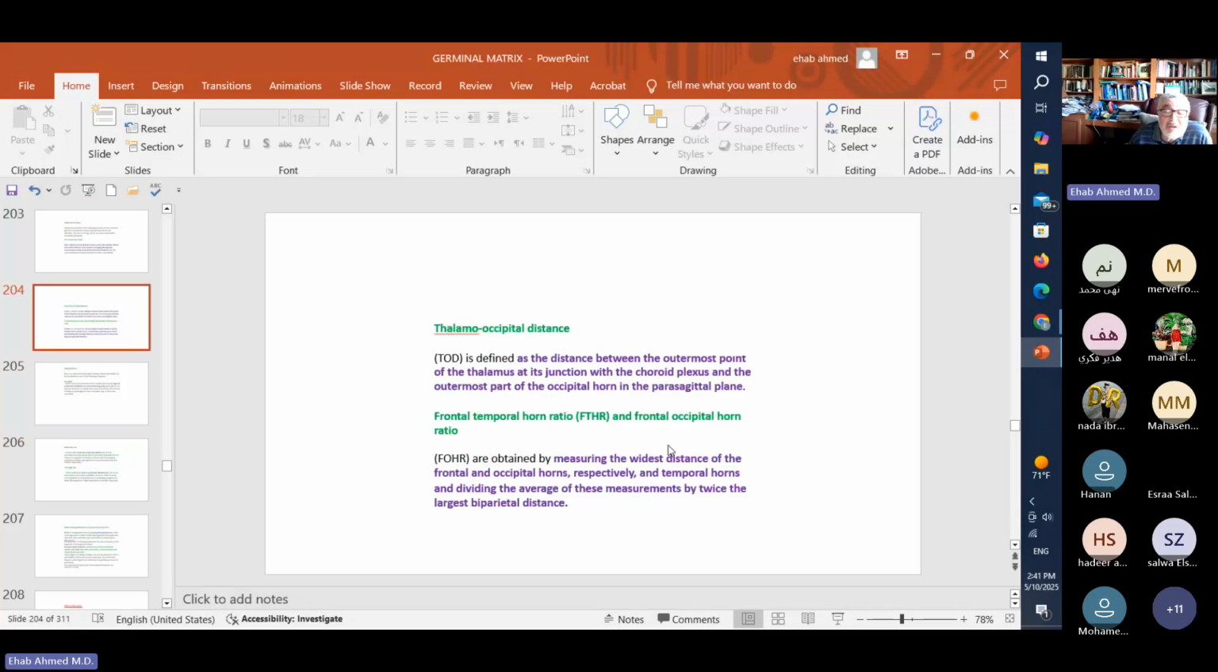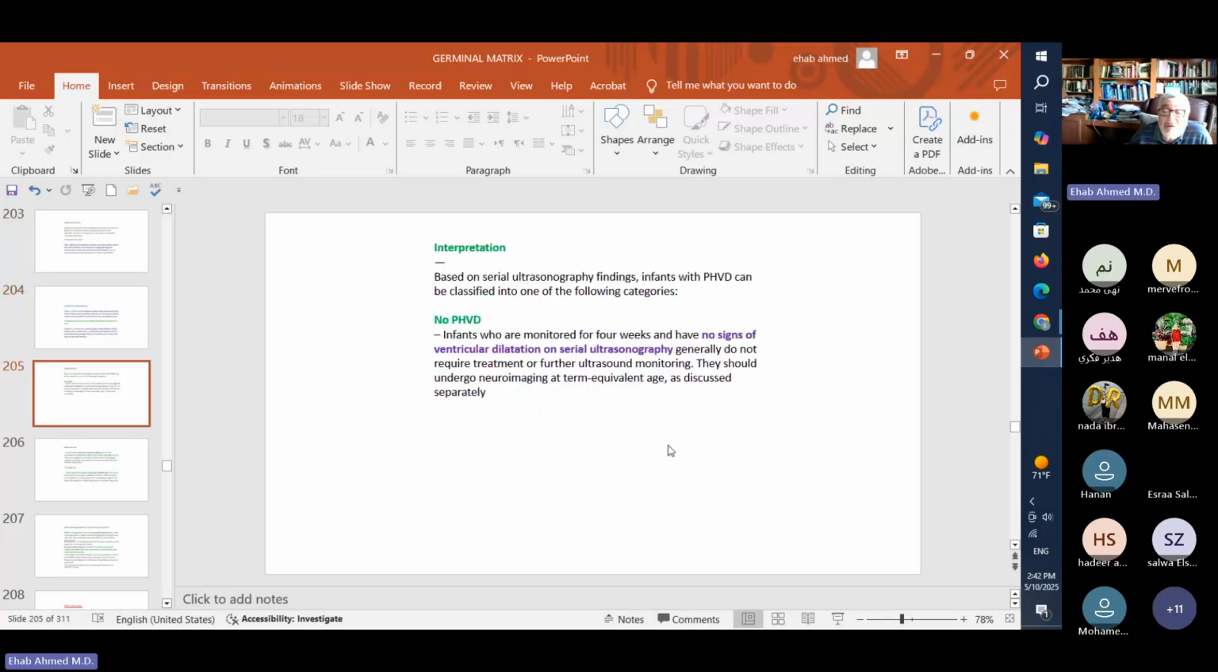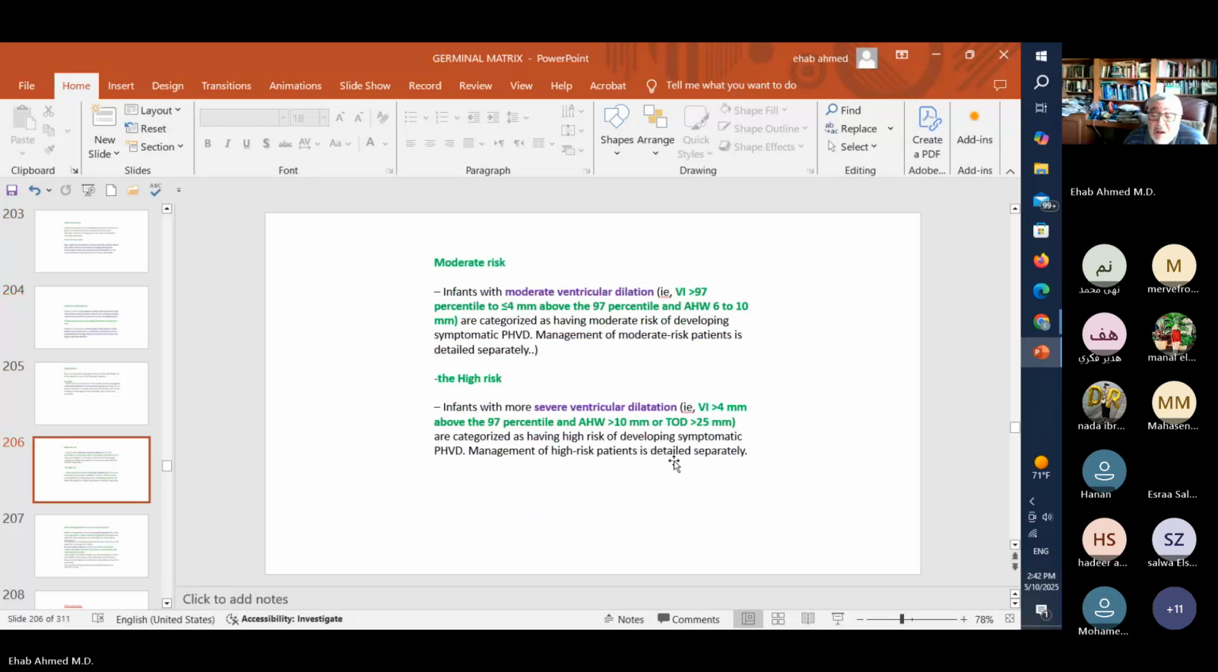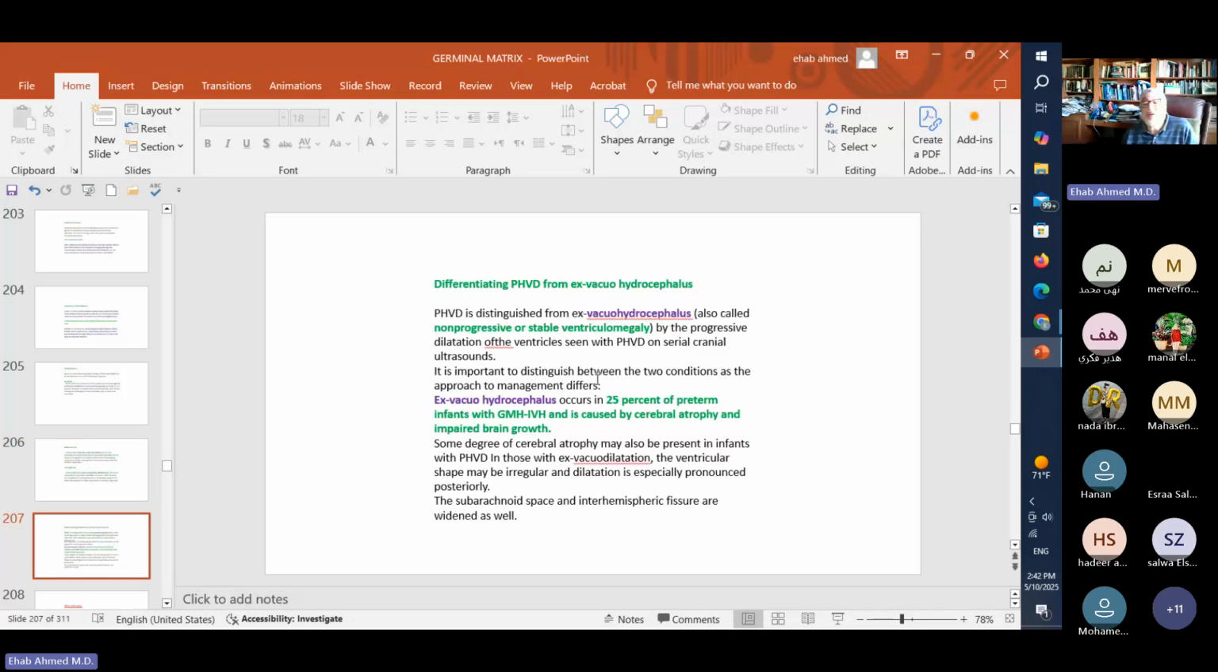What is the AHW? Anterior horn width. So you use this parameter? Yes, it's easy. Okay, great. So you divide it into mild, moderate, severe, and then based on that, you decide what to do.